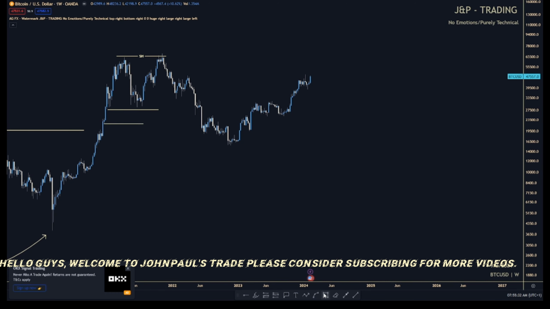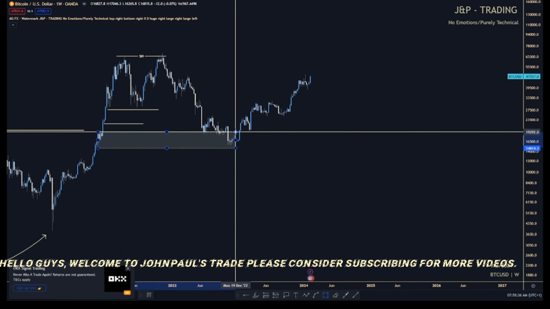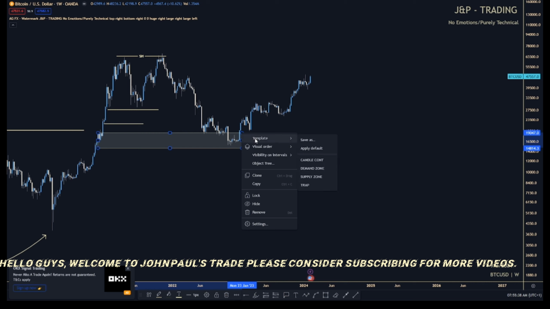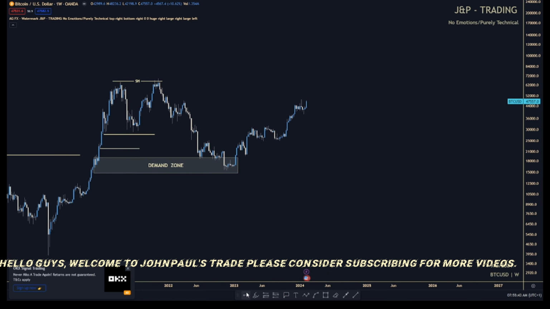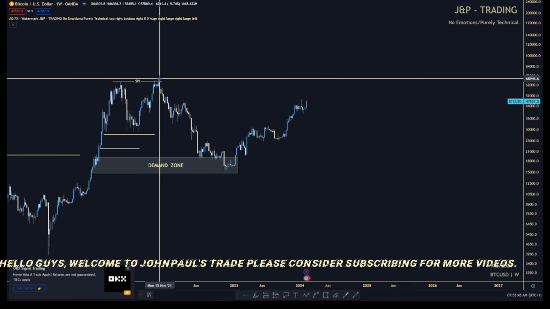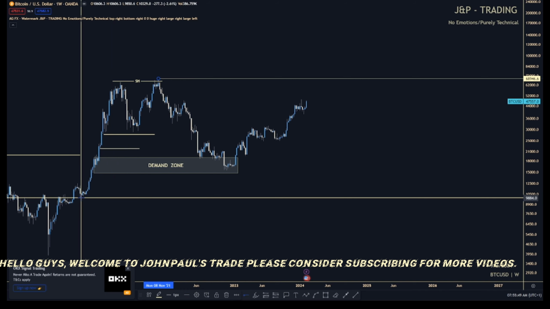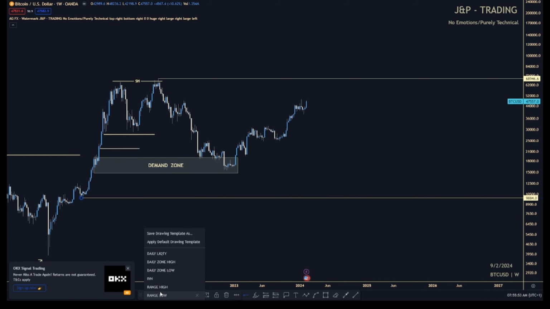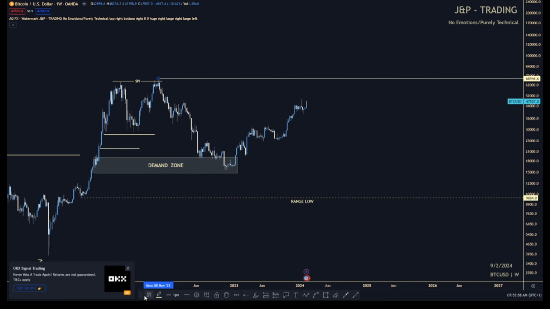Now we have our fake out zone, we have our IDM, and here is a demand zone where the market is reacting from. We have a higher chance of the market making a new high from that demand zone because it's a very strong demand. Some people will be expecting a sell, but there is no sell. We are having a range high over there and a range low here.